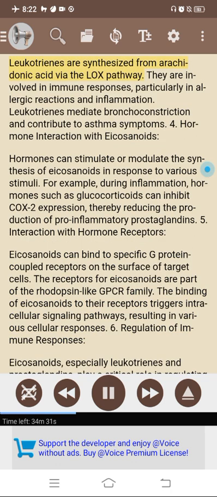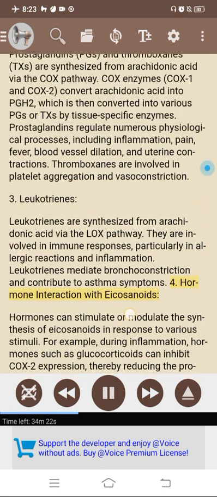3. Leukotrienes. Leukotrienes are synthesized from arachidonic acid via the LOX pathway. They are involved in immune responses, particularly in allergic reactions and inflammation. Leukotrienes mediate bronchoconstriction and contribute to asthma symptoms. 4. Hormone interaction with eicosanoids.